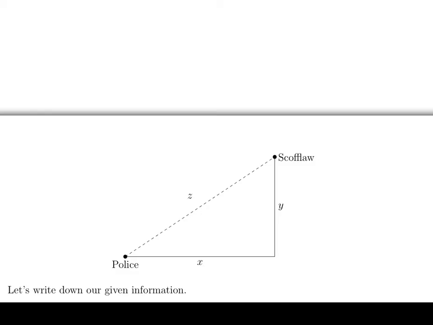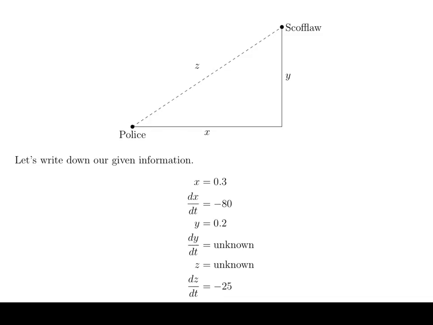Now let's write down the information that we were given in this problem. We know that x is equal to 0.3. That's the distance between the police and the intersection. We know that dx/dt is negative 80. Now 80 represents how fast the police are driving, and there's a negative on that because the police are getting closer to the intersection. The quantity x is getting smaller. That means dx/dt is negative 80. That minus sign is important. We have to have that in there.